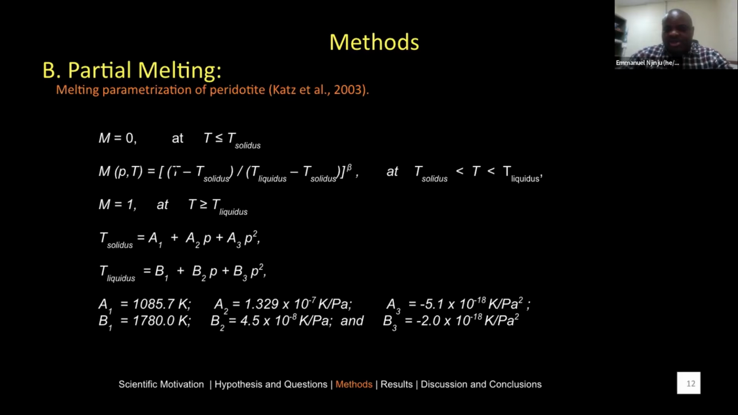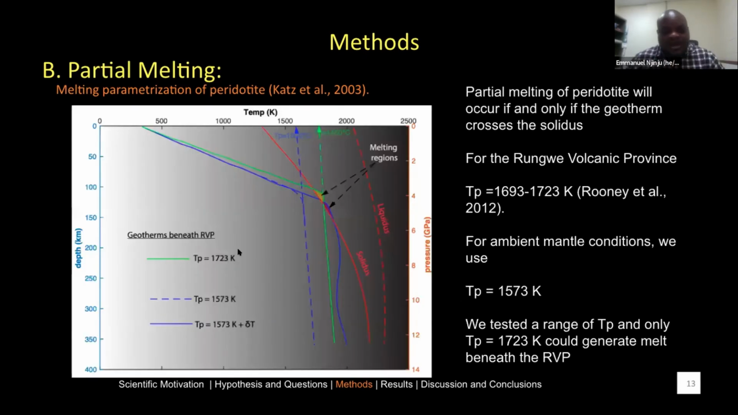So when the temperature of the geotherm exceeds the solidus, then we'll have melt generated. But when the temperature is less than the solidus, no melt is generated. And once the temperature exceeds the liquidus, which is a very rare case, then we have 100% melt. And in this melting parameterization, the solidus and liquidus have a quadratic relationship with pressure, as we can see here. And a figure says more than the equation.